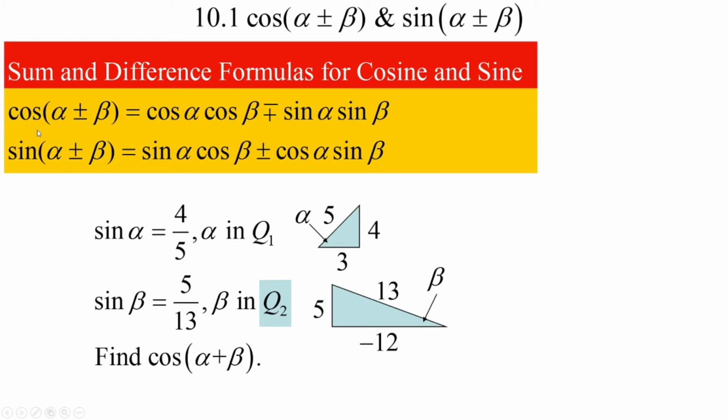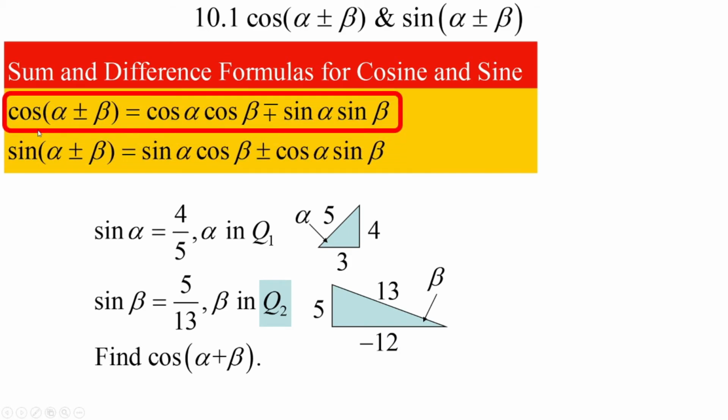Well, I think we'd use this top identity right there. All right, so cosine of alpha plus beta is going to be cosine of alpha, cosine of beta. And now think about this. This is a plus, so I need a minus right here. And then I've got sine of alpha, sine of beta equals.